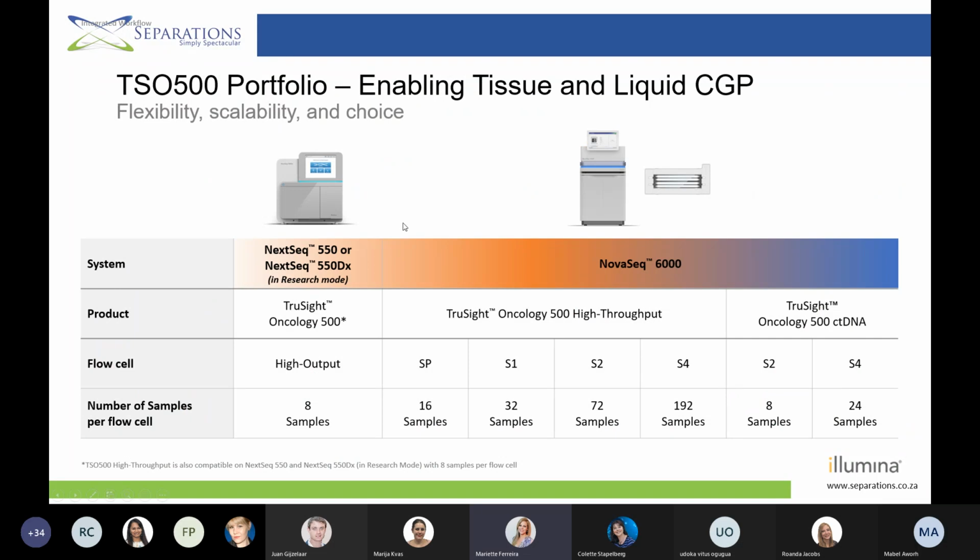If we look at the number of samples that can be sequenced on the different sequencers, on the NextSeq 550, we can use the TruSight Oncology 500 panel. We can do about 8 samples per flow cell, whereas with the NovaSeq, if we do the high throughput test, we can do anything from 16 samples on the SP flow cell up to 192 samples on the S4 flow cell. And with the circulating tumor DNA, we can do 8 samples on the S2 and 24 samples on the S4 flow cell.